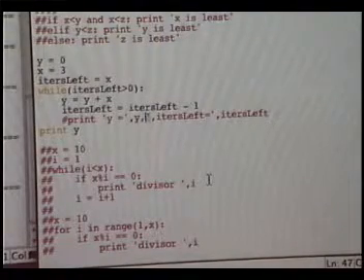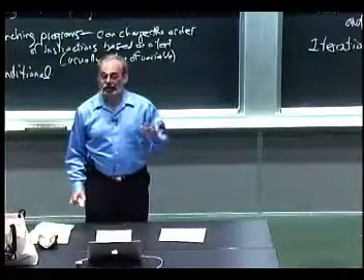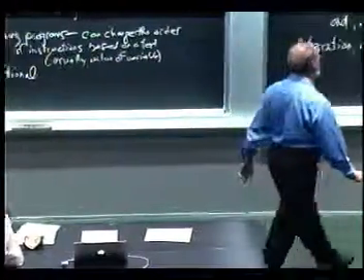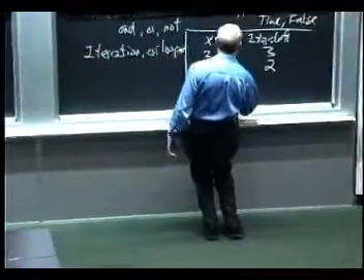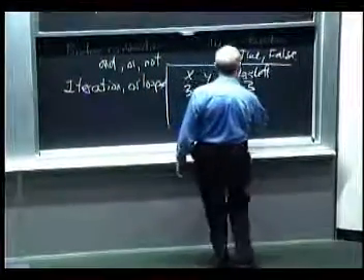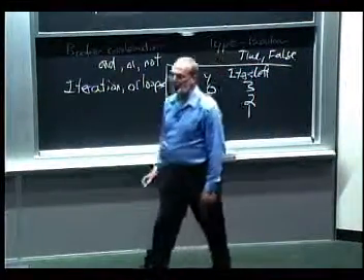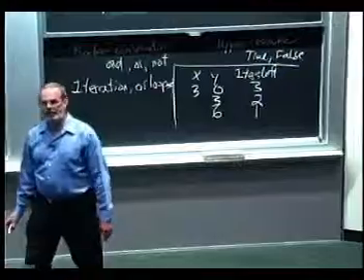Is iters left greater than 0? Yes, it is. So evaluate the same sequence of instructions again. Y plus x is 6. That's my new value of y. 2 minus 1 is 1. That's my new value of iters left. Go back up. Is iters left greater than 0?